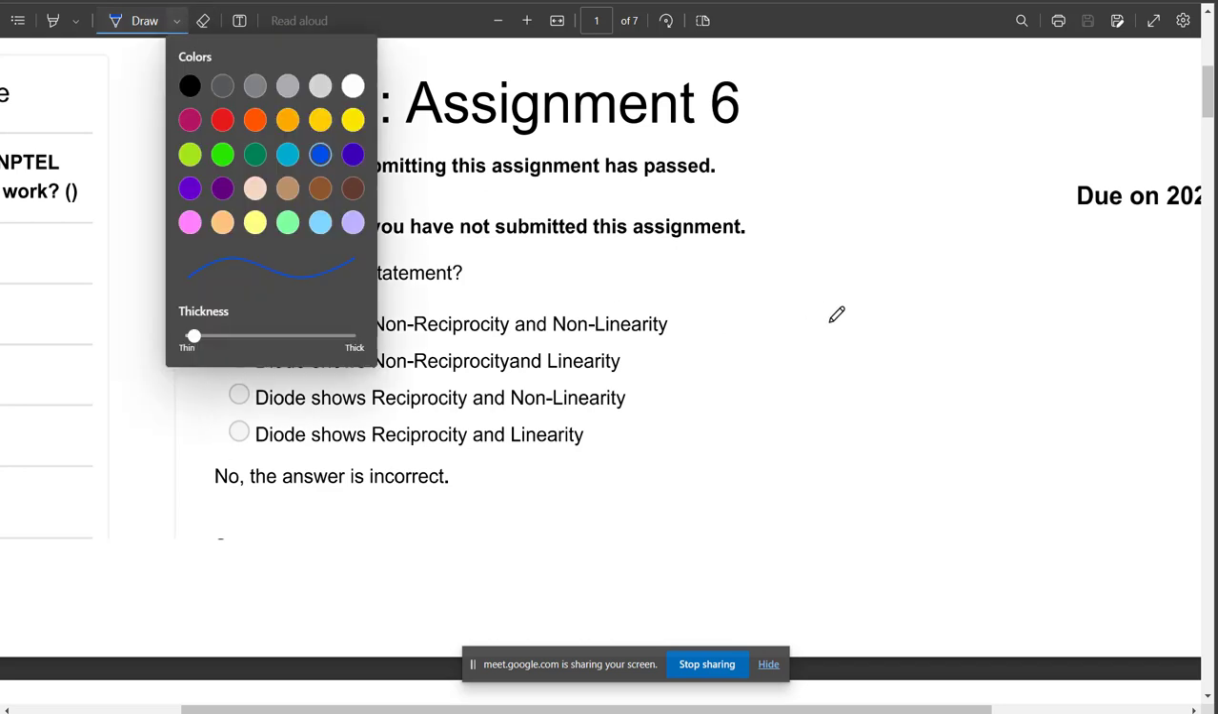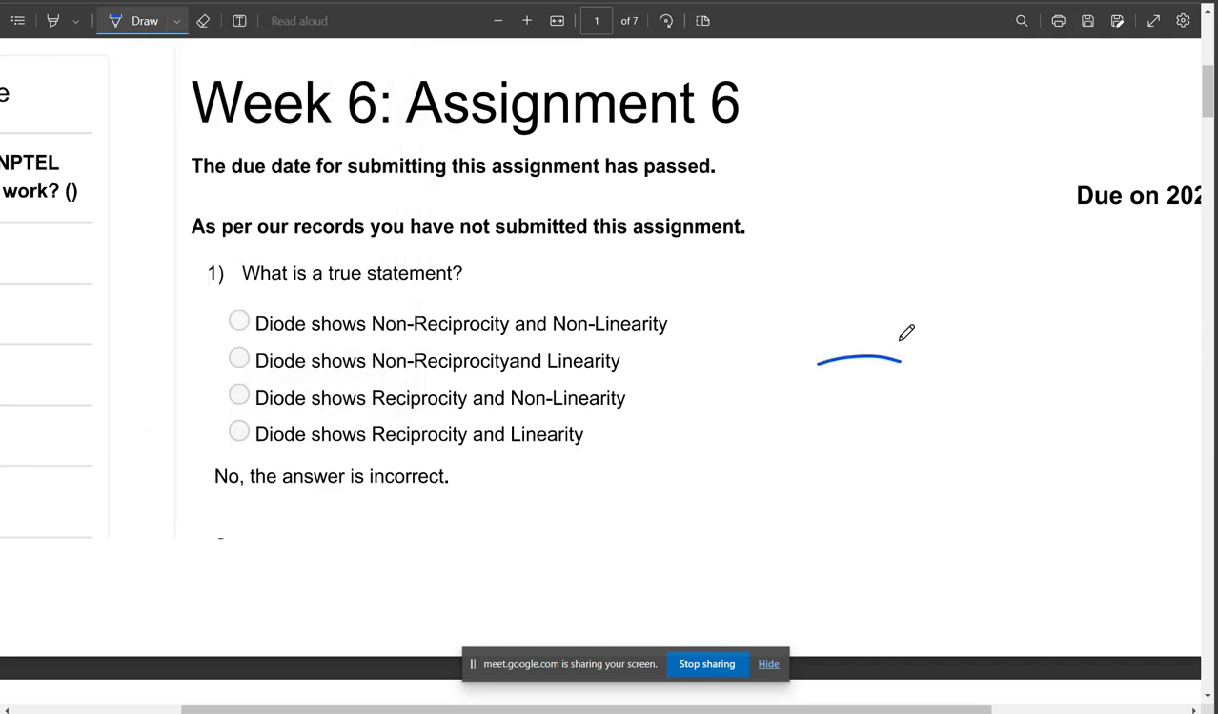So here it is asked about a diode, right? We know that for a diode there is a forward bias. If the diode is forward biased, it acts like a switch. When it is forward biased, it is on, and when it is reverse biased, it is off.